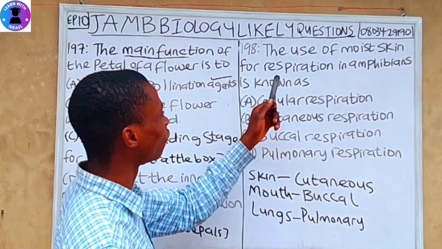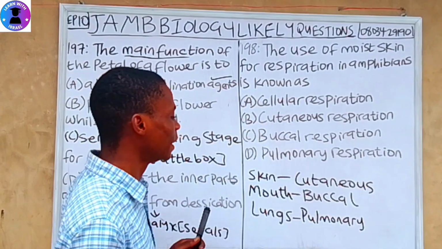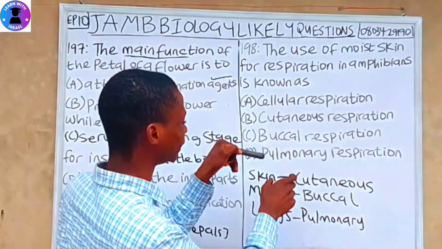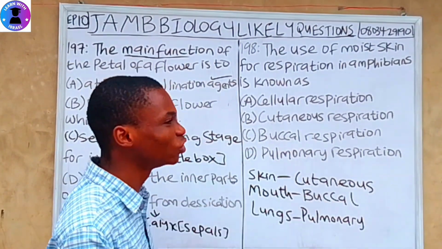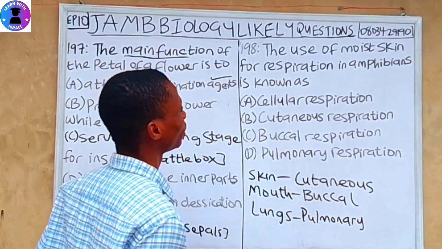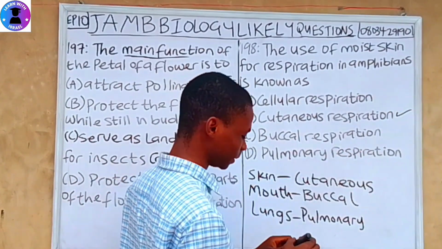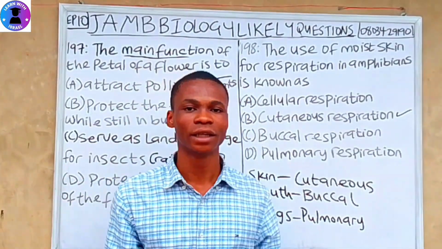So assuming they say the use of lungs for respiration in amphibia is known as pulmonary respiration. The use of mouth for respiration in amphibians is known as buccal respiration. And the use of moist skin for respiration in amphibians is known as cutaneous respiration. So guys, let's move to the next one.